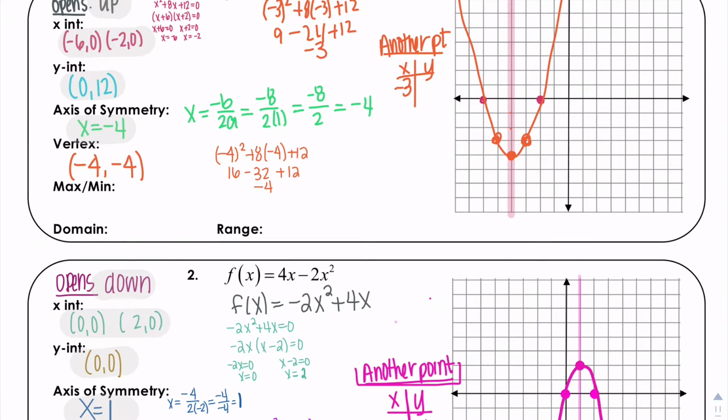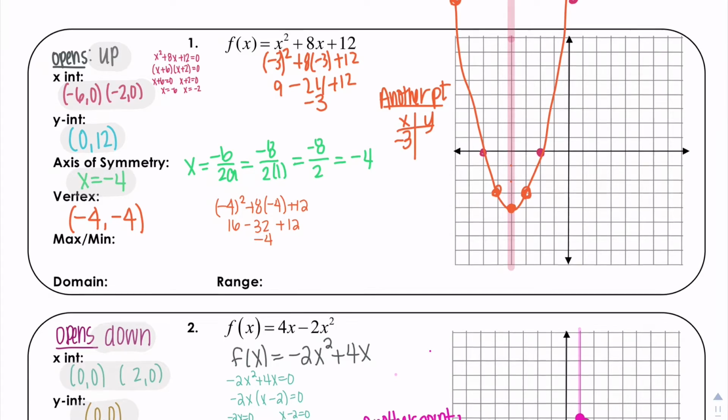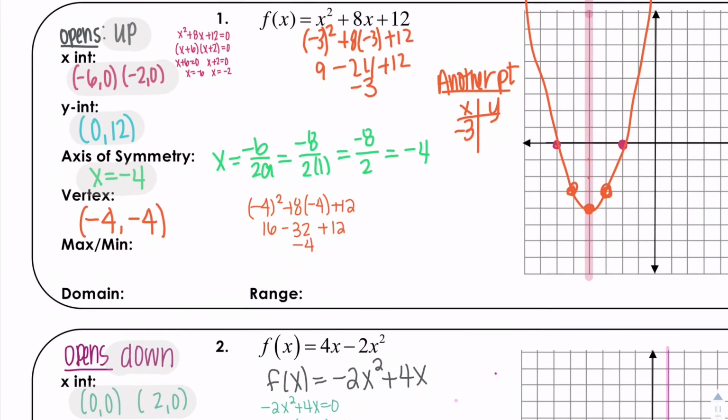So that's our parabola. It wants to know if our vertex is a maximum or a minimum.